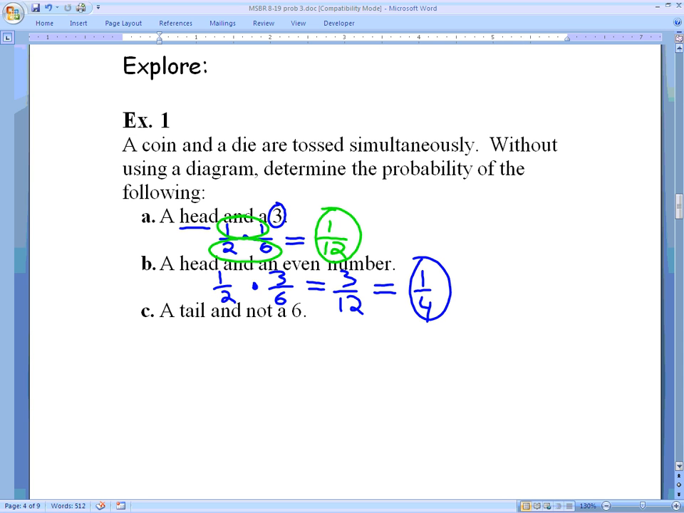Finally, a tail, which is still only 1 out of the 2 possibilities on a coin, and not a 6. That would be a complement. So if we know there's only 1 6 on there, that means all the remaining options are not a 6, which would be 5 out of 6.